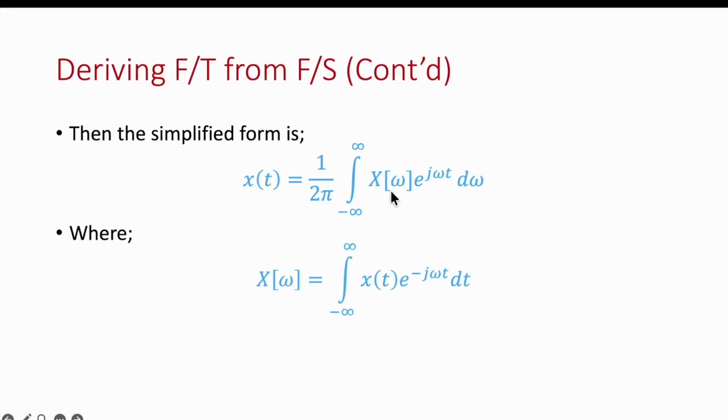And then you end up with this coefficient, x of omega equals the integral of x of t e raised to minus j omega t dt. So this means that if you want to take the inverse Fourier transform, then you will use this formula, and if you want to take the Fourier transform, then you will use this formula.